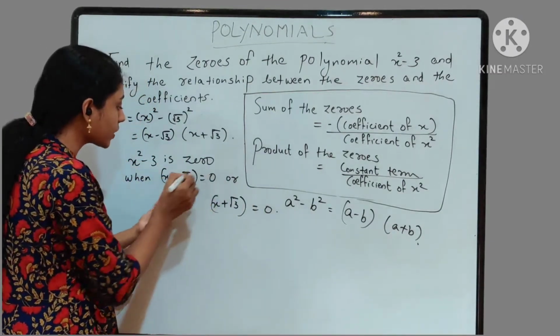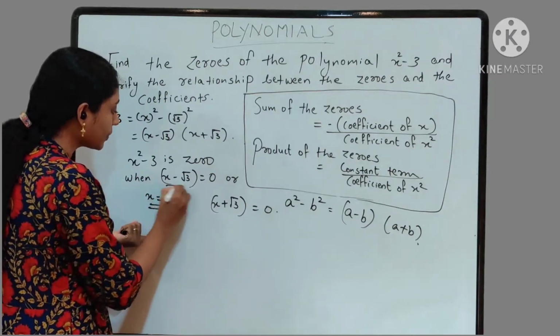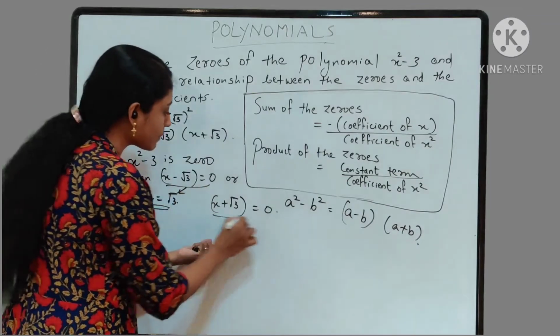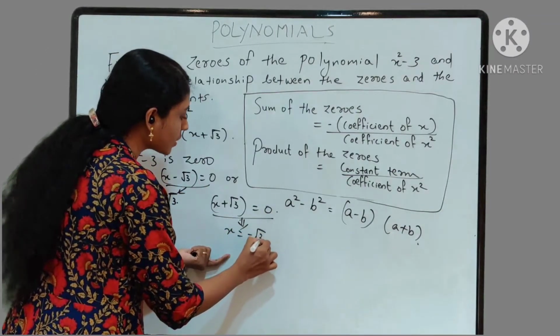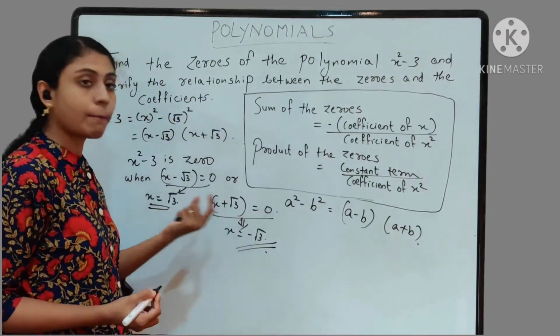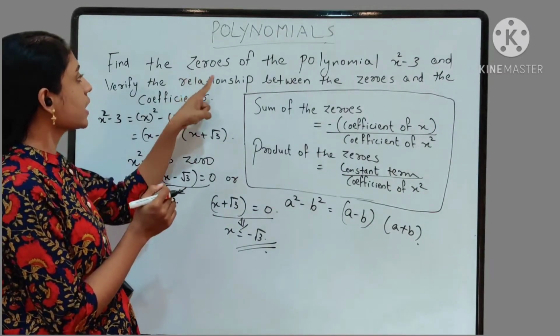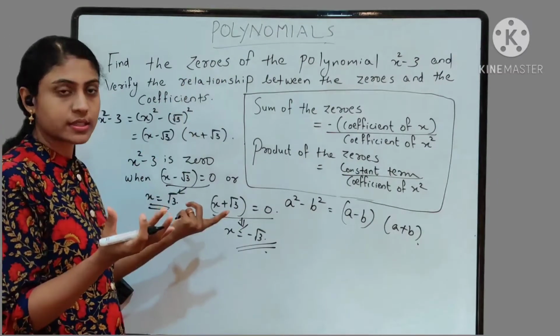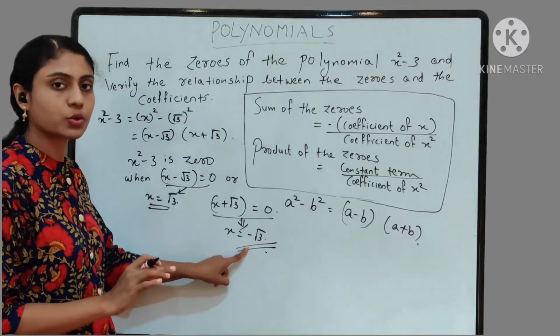So x minus root 3 is equal to 0 implies x is equal to plus root 3. And x plus root 3 is equal to 0 implies x is equal to minus root 3. So the values of x are root 3 and minus root 3. Now we got the values of x. The question is, find the zeros. We got the zeros of this polynomial, and the zeros are plus root 3 and minus root 3.